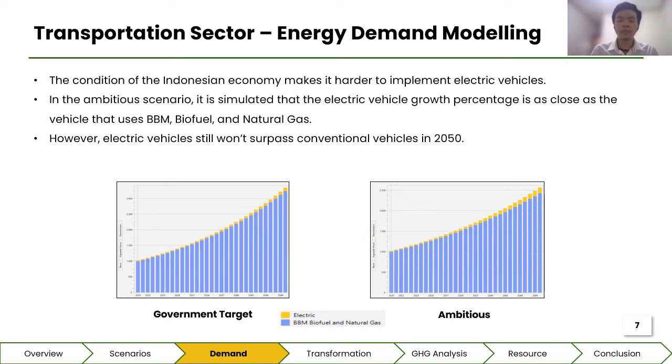And in the government target scenario, of course, it is simulated that the electric vehicle growth percentage is lower than the vehicles that use BBM, biofuel, and natural gas. However, electric vehicles still won't surpass conventional vehicles in 2050, as simulated below. And it is mainly caused by the lack of knowledge of Indonesian and of course Kepulauan Bangka Belitung's people about electric vehicles, and this knowledge must be shared, and the Indonesian economy must be improved to speed up electric vehicle growth.